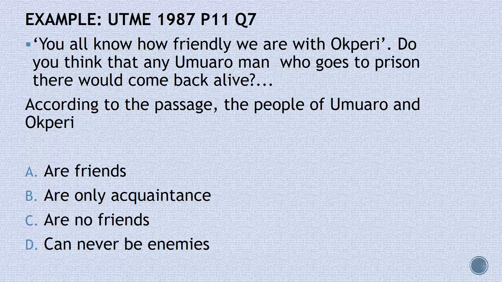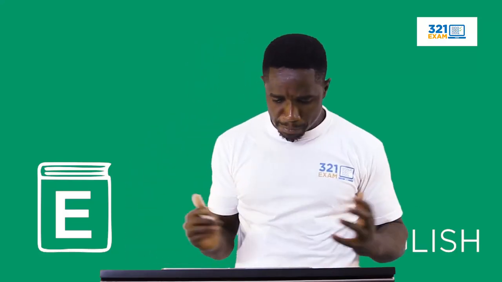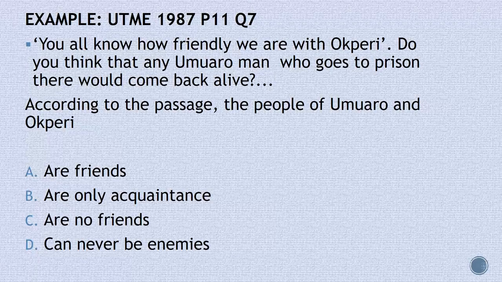The question says, according to the passage, the people of Umaru and Okpere are A, are friends. B, are only acquaintance. C, are no friends. D, can never be enemies. Now, looking at this particular passage, what have we been able to see? The first point here is, look at the language of the examiner. You all know how friendly we are with the Okpere people.